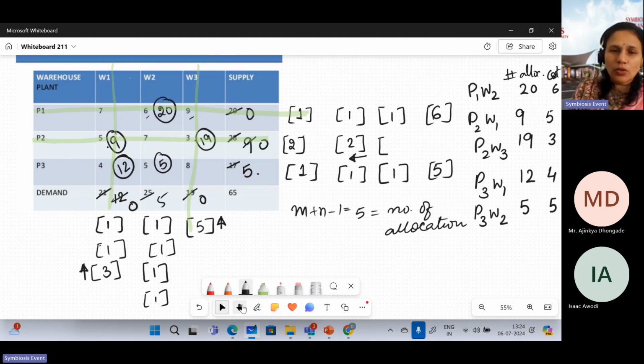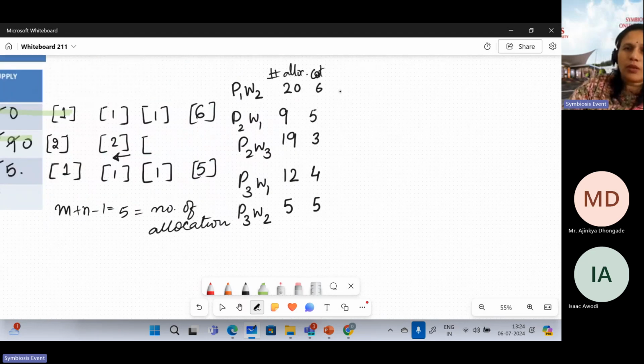And how much is going to be the total cost? We simply create the sum product.